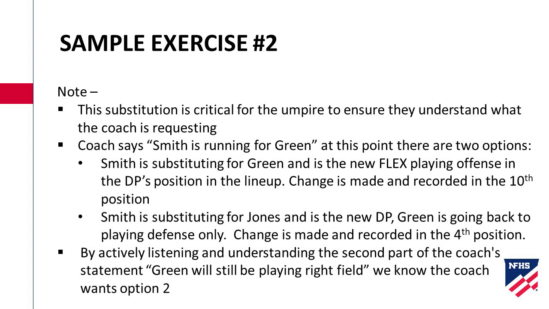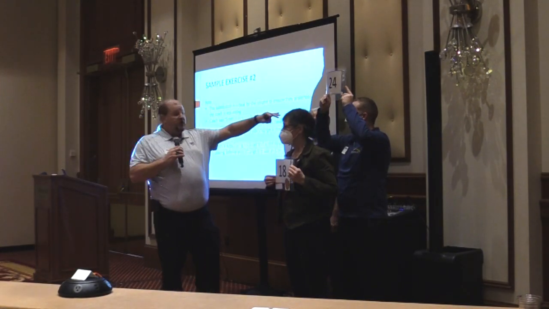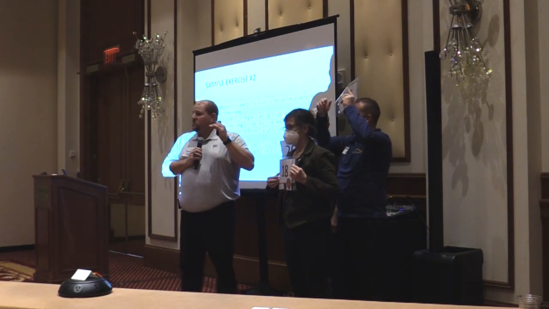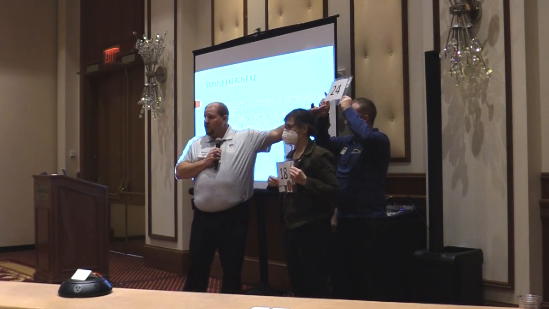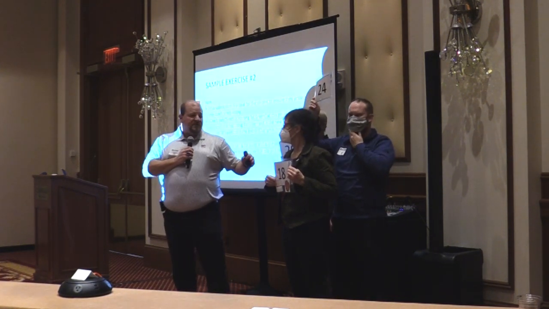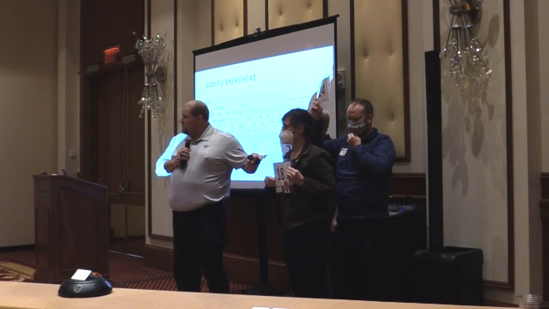So now the offensive coach asks for time to make a change. At this point, Smith is running for Green, and Green will still be playing right field. So one thing we highlight here is Smith, who's number 18, okay? What we have to be sure of as an umpire is how they want to do this substitution. Because I have 2 players in this position, right? So when they come up and tell me that they want Smith to run for Green, is Smith running for number 24 and being the new DP? And Green is going to go back to playing defense only? Or are they substituting in for the flex and doing both jobs?